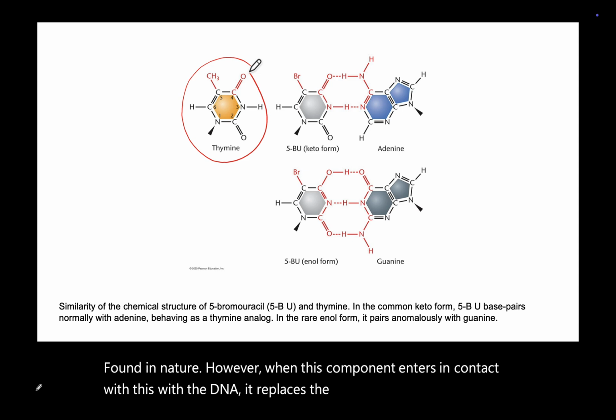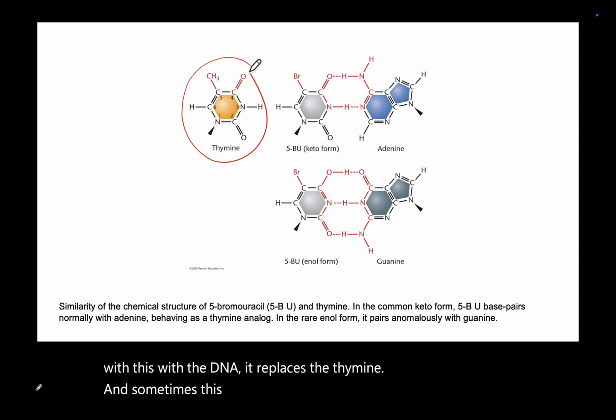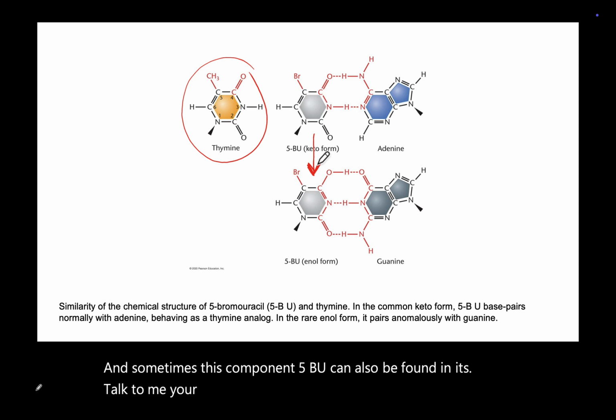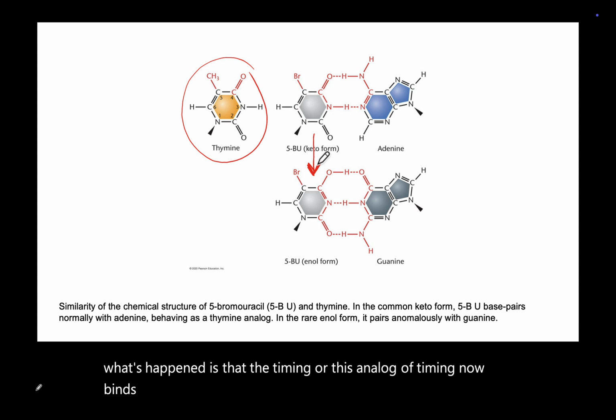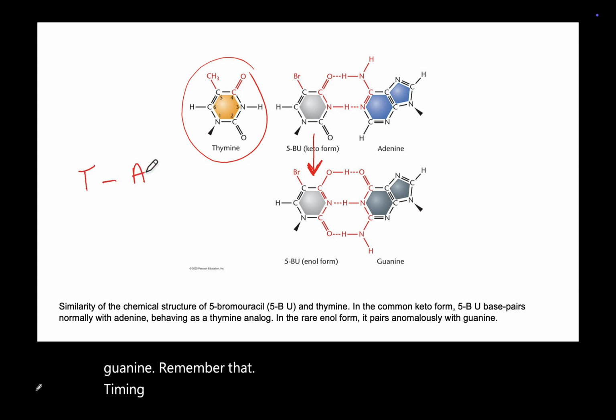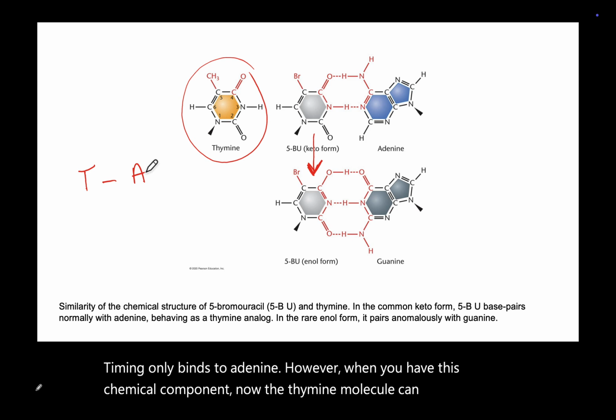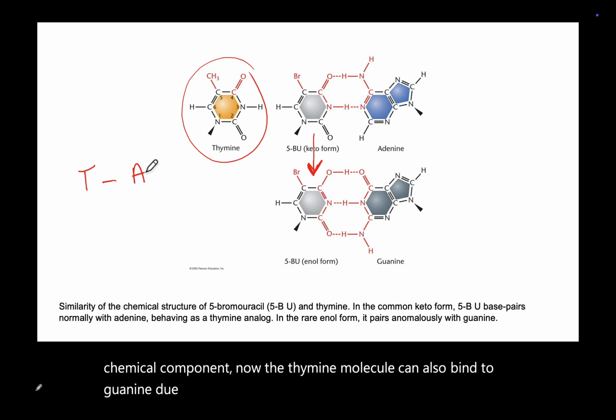And sometimes this component, 5-BU, can also be found in its tautomeric form. When it is in the tautomeric form, what happens is that the thymine, or this analog of thymine, now binds to guanine. Remember that thymine only binds to adenine. However, when you have this chemical component, the thymine molecule can also bind to guanine due to those tautomeric shifts.